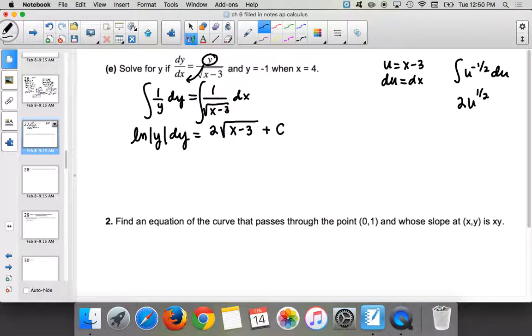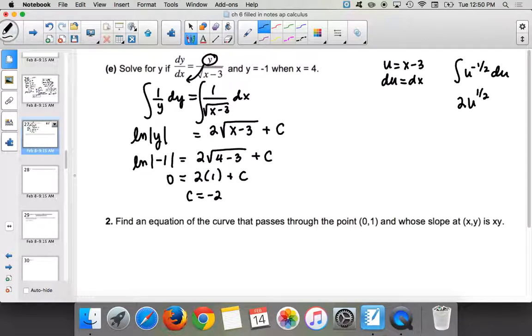Now we plug in our x and our y. Oops, I don't know why I did natural log of y dy. No one even asked me about that. All right, natural log of negative 1, and then I plug in the 4. So I have natural log of 1, which is 0, and I get 2 times 1 plus c, so c is negative 2.